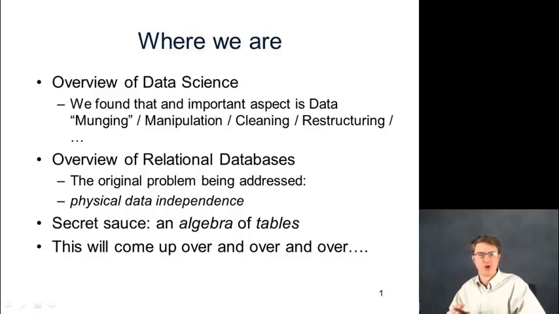Then we also gave an overview of relational databases, a history of relational databases and why they came into being in the first place. We found that the original problem being addressed was physical data independence: when aspects of the data changed, all the applications broke, and you wanted to insulate applications from certain kinds of changes. One of the tricks here, the secret sauce of relational databases, is this algebra of tables that allows you to reason about data manipulation tasks independently of the grubby details of the physical representation.